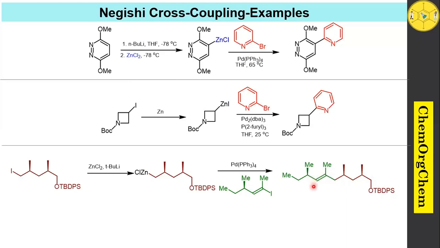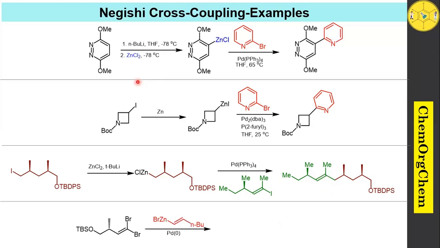Here you should note that the stereochemistry of this methyl group, as well as this methyl group, and the alkene geometry are not affected under this reaction condition. Next, moving on, some more examples. This is one of the interesting examples.